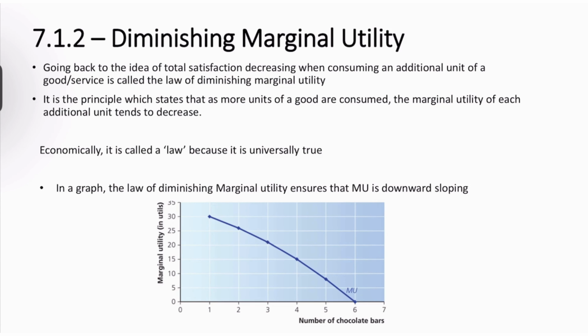Now let's get to diminishing marginal utility. So going back to the previous idea of total satisfaction decreasing when consuming an additional unit of a good and service is called the diminishing marginal utility. It's the principle which states that as more units of a good are consumed, the marginal utility of each additional unit tends to decrease. Economically, it's called a law because it's universally true. In a graph, the law of diminishing marginal utility ensures that marginal utility is downward sloping.